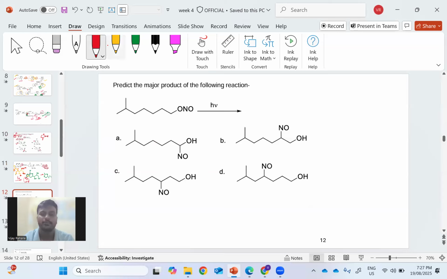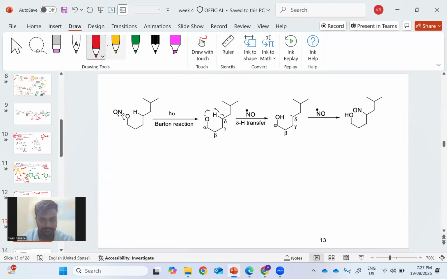Similarly, here is again a reaction you have probably seen many times. You are given an ONO type of starting material, the full structure with O, nitrogen, and again oxygen. Here there is an alkyl chain. So this ONO, what happens in terms of light? It forms a radical. I can show this radical formation step. This reaction is called a Barton reaction.